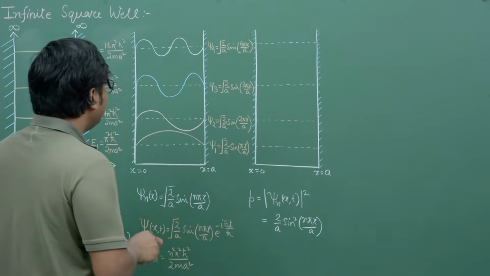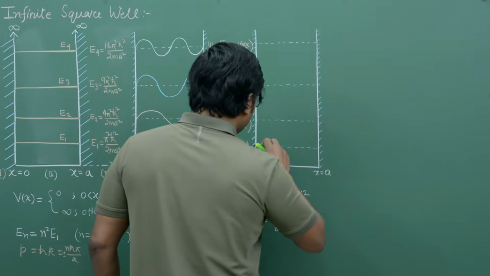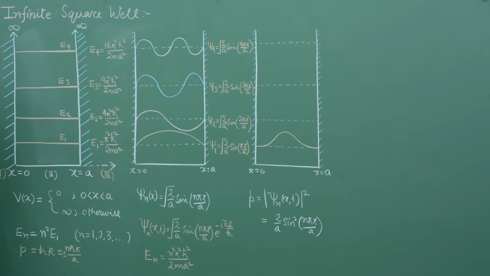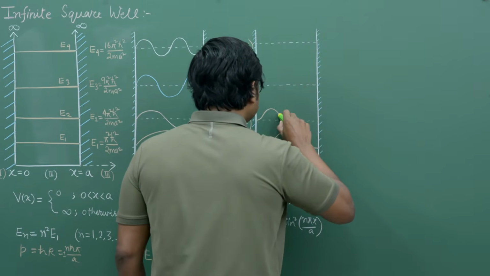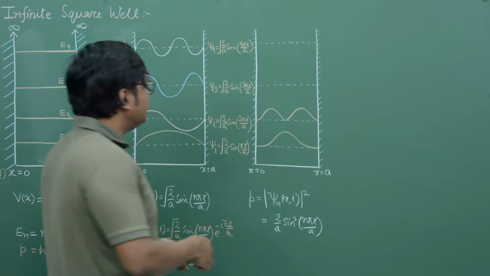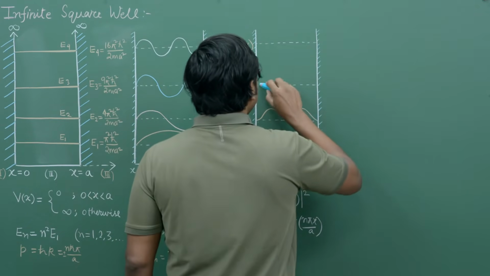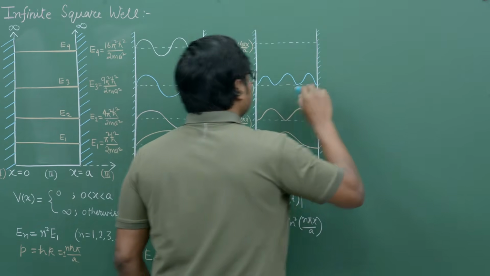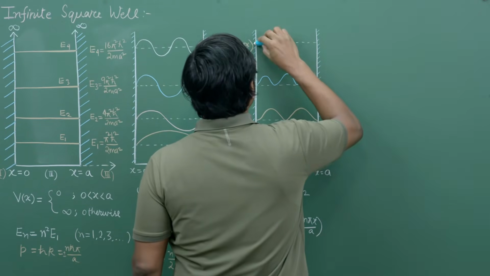So it will look something like this. This is the probability density of the particle when it is in the ground state. What about the first excited state? The probability density of the particle when it is in the first excited state is this. The probability density when it is in the second excited state is this. And the probability density for the particle when it is in the third excited state is this.